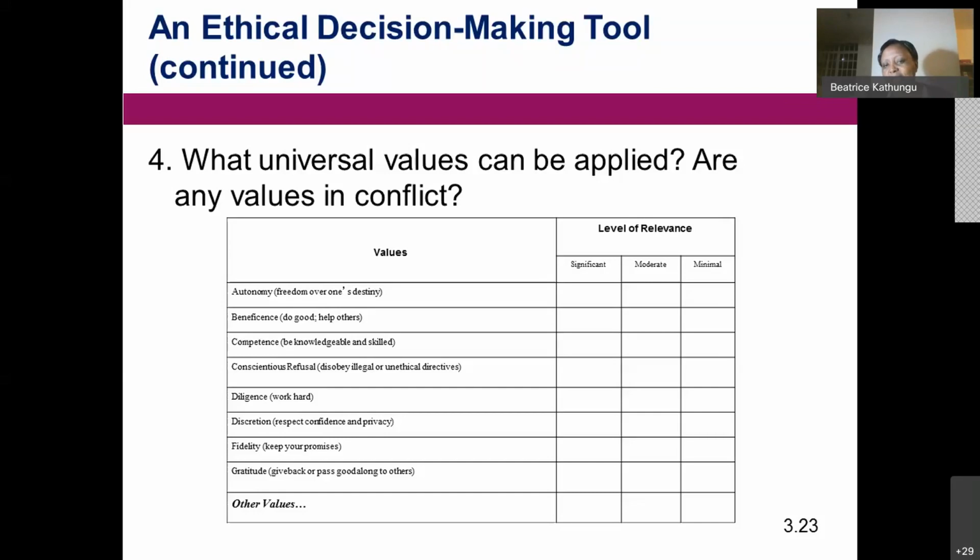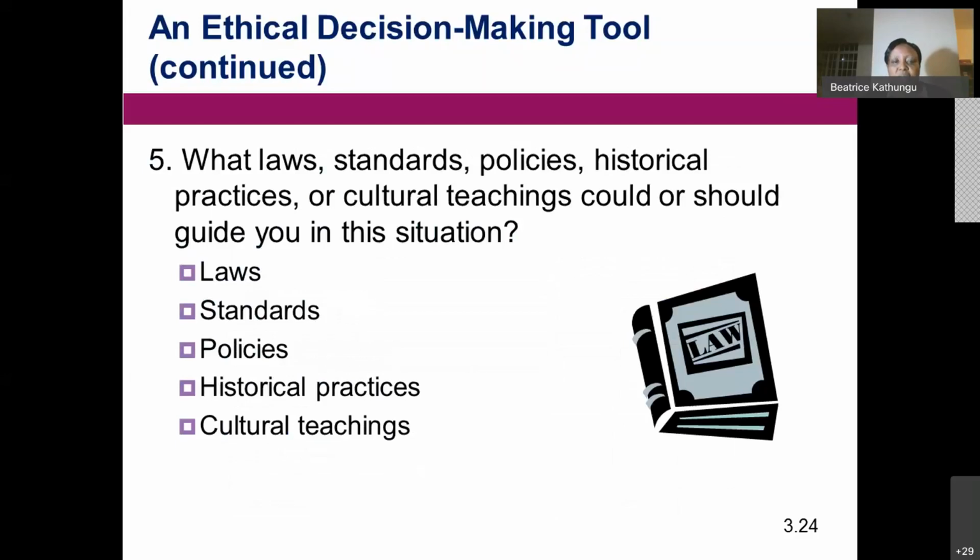How significant? Is it significant? Is it moderate? Is it minimal? We indicate that. Then what laws, what standards, what policies and historical practices and cultural teachings can we use to guide this situation? So we look at each of them.